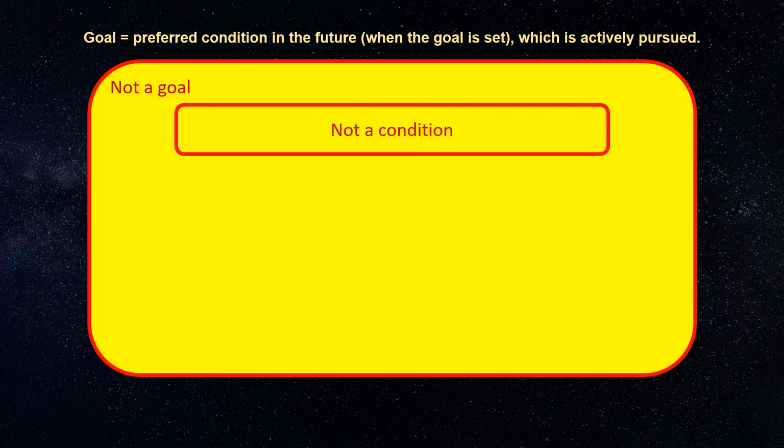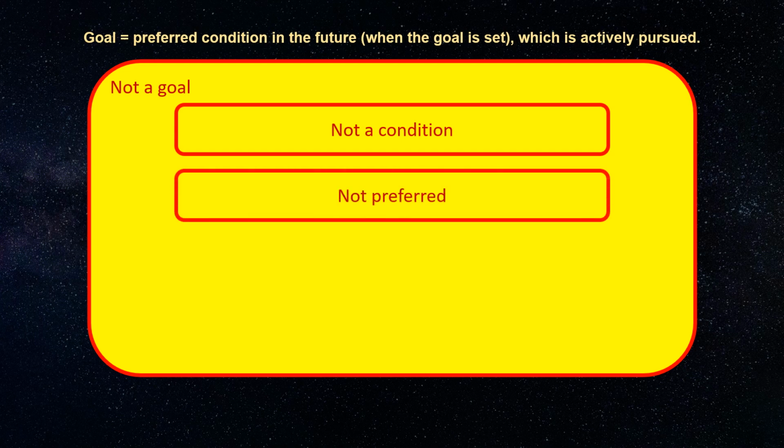For example, the moon is not a goal, because it's an object, not a condition. On the other hand, humans land on the moon safely can be a goal. If a condition is not preferred, then it is not a goal. For example, I don't prefer to be sick. Then being sick is not my goal. Although, it can be the goal of an enemy.